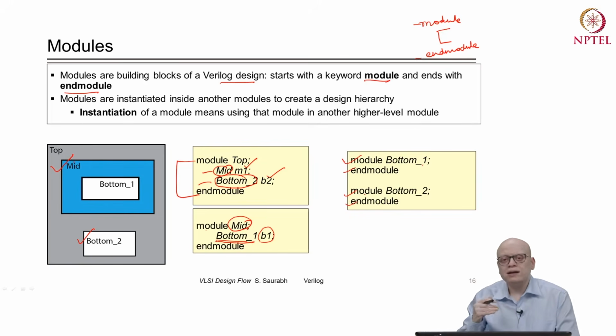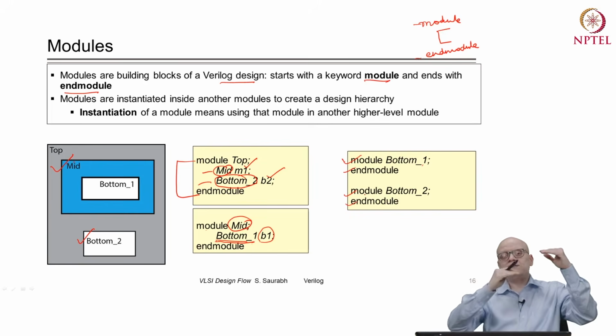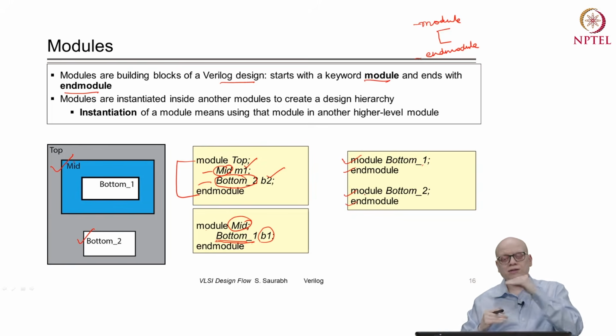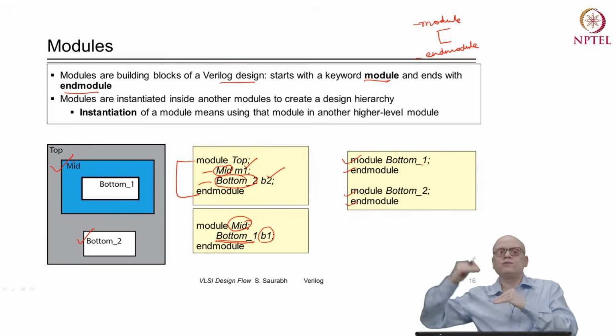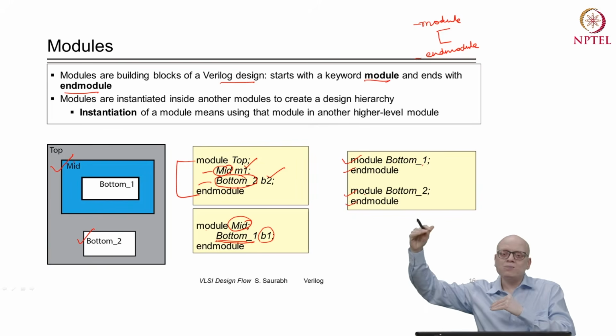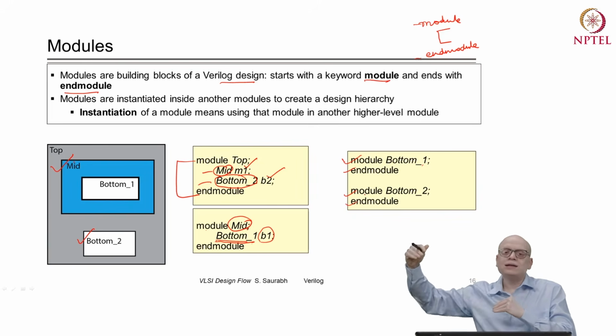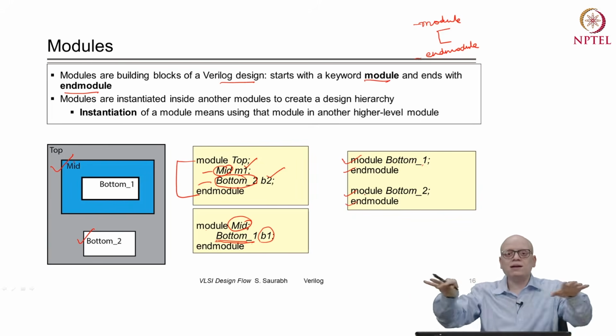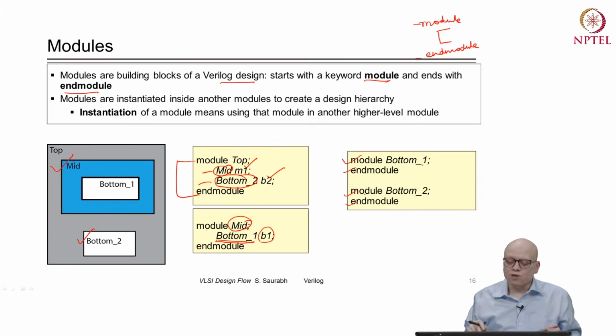So, in this manner we can have a module and several instantiations within that, and the instance of one module can refer to another module, and the other module can again have other instances and so on. This way we can create a design hierarchy in the form of a tree.